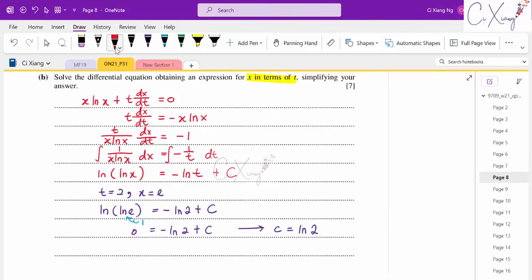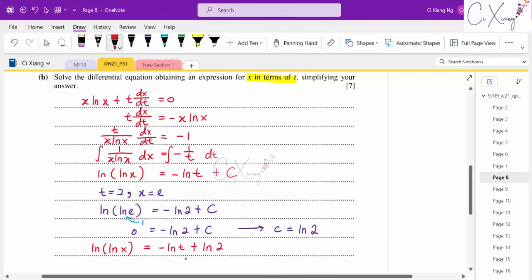Now you can rewrite your particular solution here. ln x equals negative ln 2 plus ln t, plus negative ln t plus ln 2. By right, this is your particular solution already. And now they want us to express our answer x in terms of t.